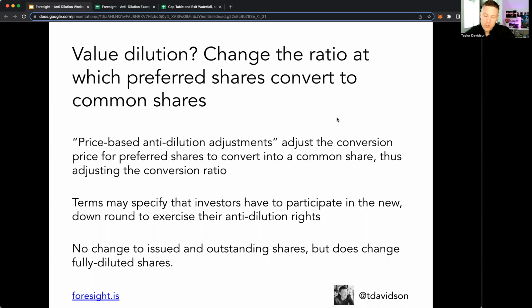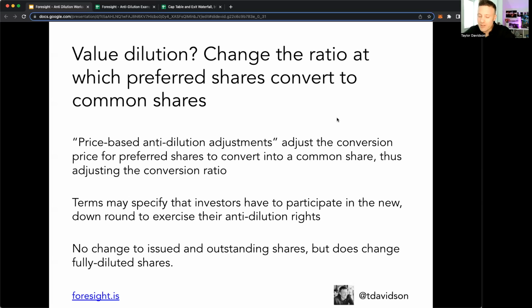Now, typically, the preferred share agreement says, hey, one share of preferred equals X number of common shares. And usually it's 1-to-1. When you adjust the conversion ratio, what you do is you say, okay, well, no, instead of getting just one share of preferred, you get 2 shares of common, or whatever the number is. And whatever the number is is dictated by how the actual clauses around the anti-dilution are written. And so we'll get into that in a second.